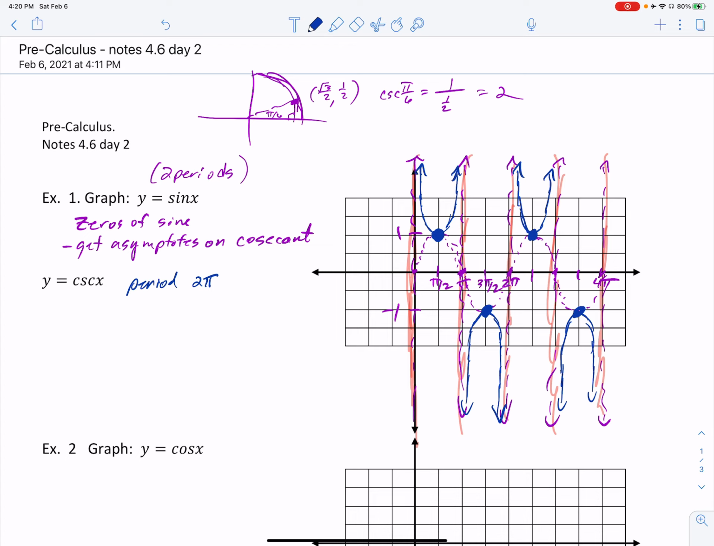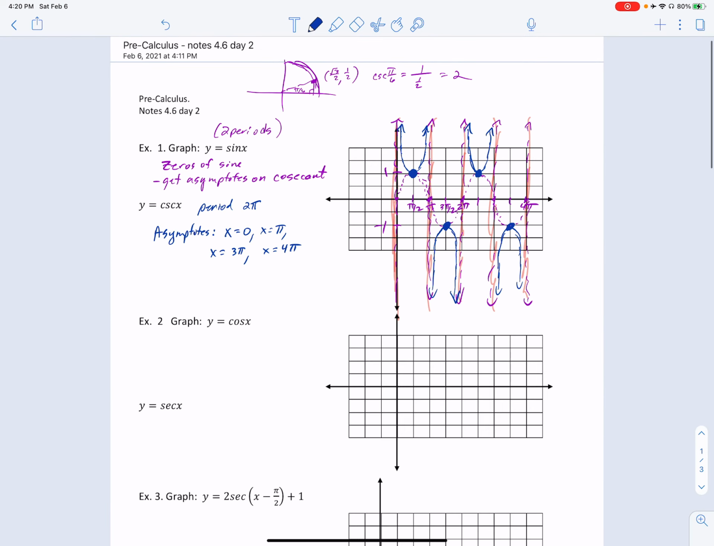And so the x-intercepts of sine are my vertical asymptotes. So I'm going to have asymptotes. You need to be able to give me the equations of those for the periods that you graphed them at: x equals 0, x equals pi, x equals 3 pi, and x equals 4 pi. And those are my vertical asymptotes. So there's one graph of cosecant.